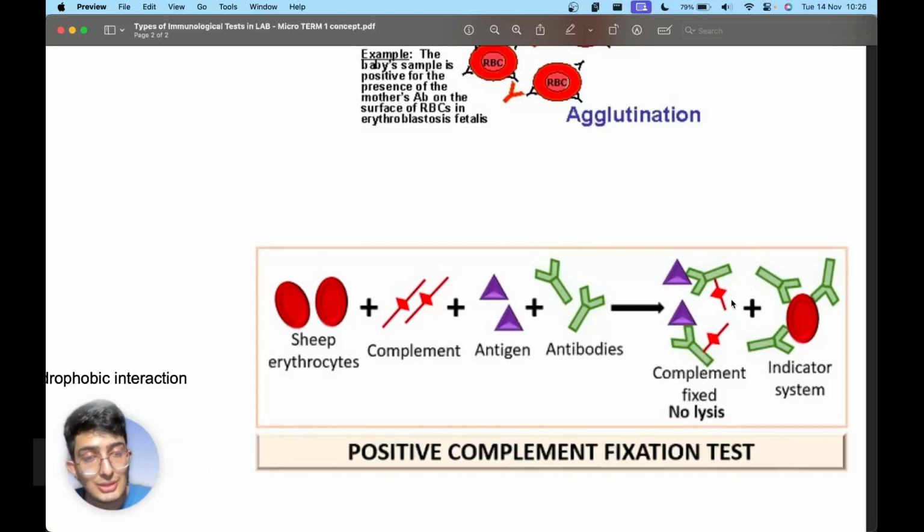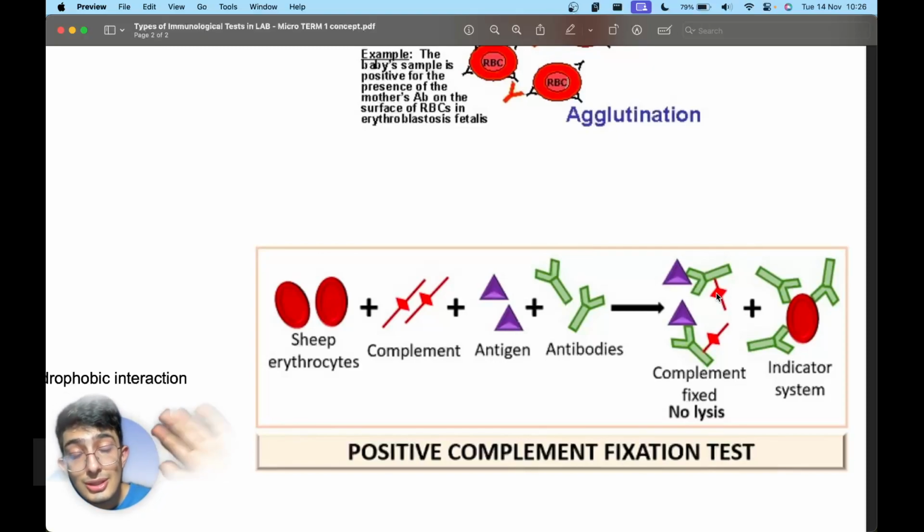When the complement is fixed, after that, when we add the RBC, the RBC won't be destroyed because the complement is now not free, it is fixed. So the complement can't go and destroy the RBC. Now, that's the positive case. That is the positive complement fixation test. If the person has the disease, we get the positive complement fixation test, right?